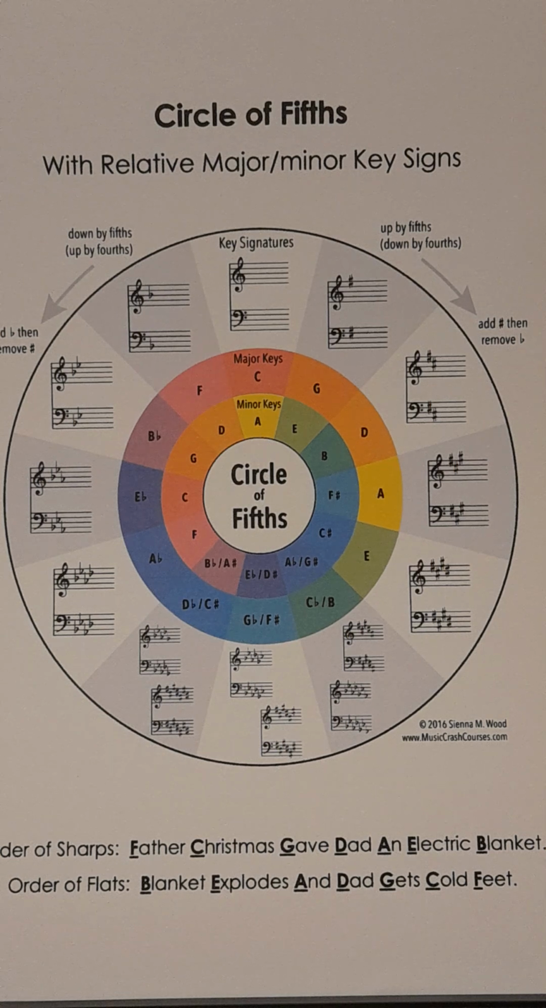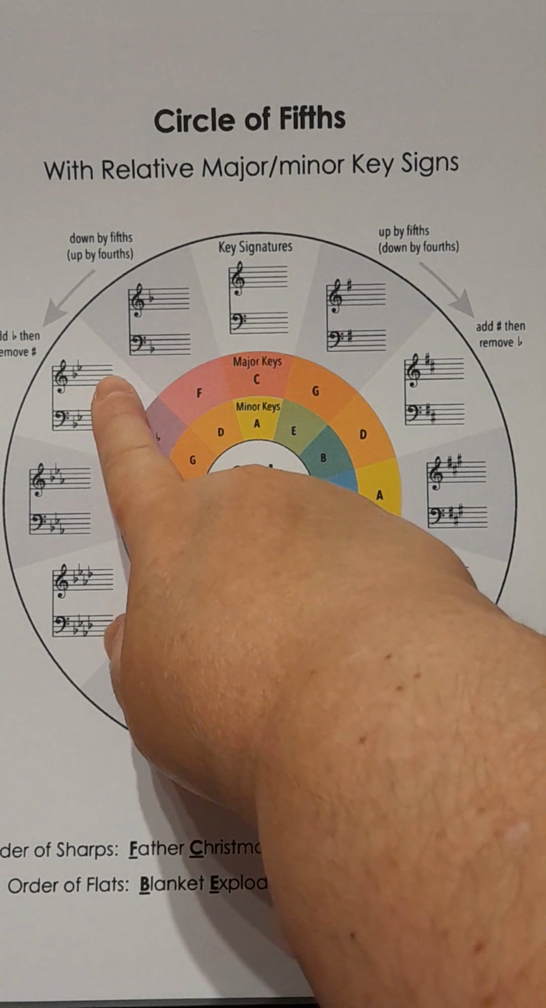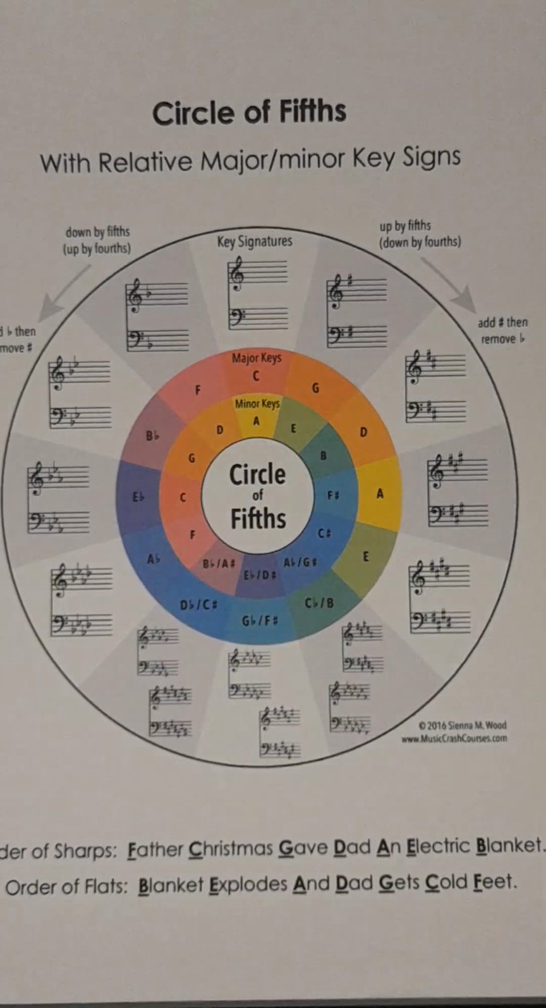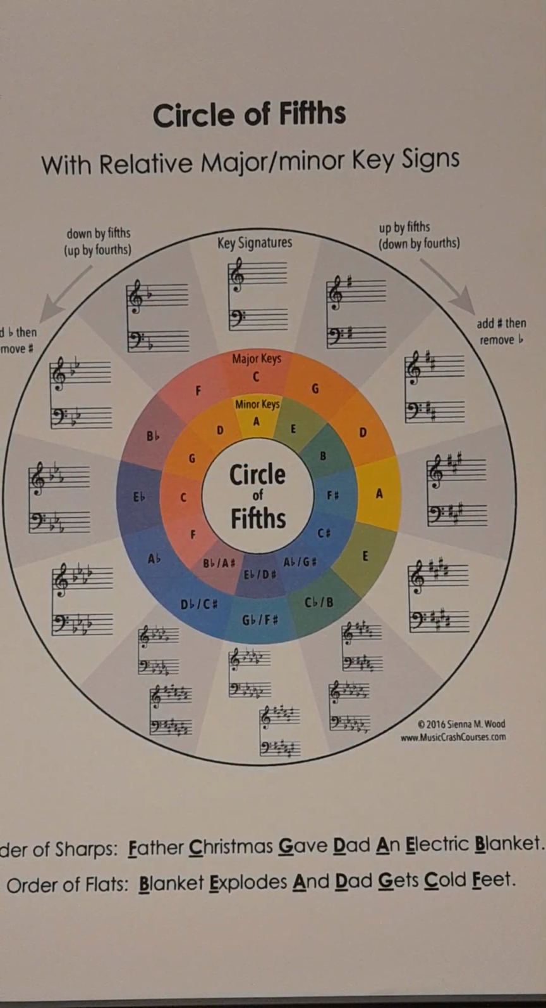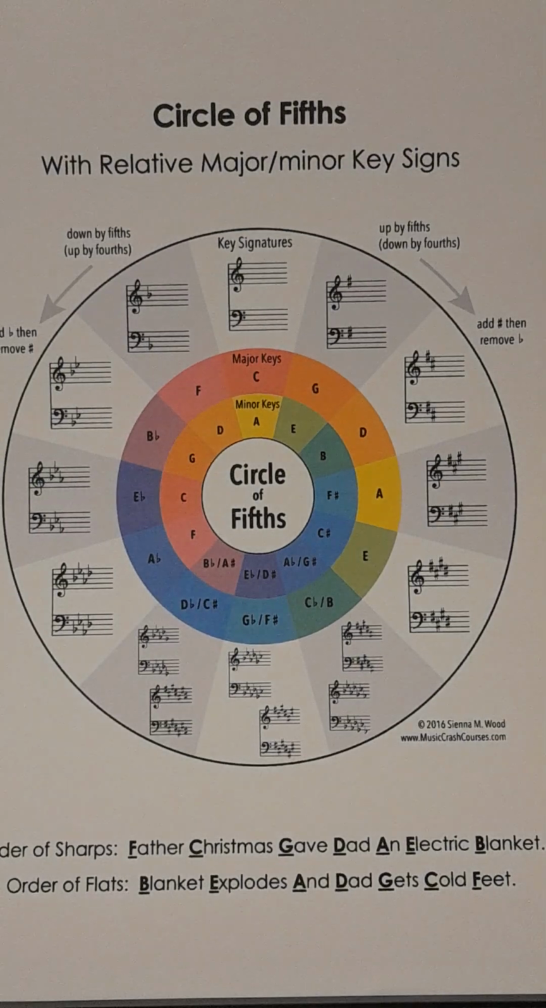B flat. Let's start and end on B flat. B flat, C, D, E flat, F, G, A, B flat. B flat major has 2 flats in it. If we went to the 5th note of the B flat major scale, 1, 2, 3, 4, 5, we'd end up on F. F major has only 1 flat.